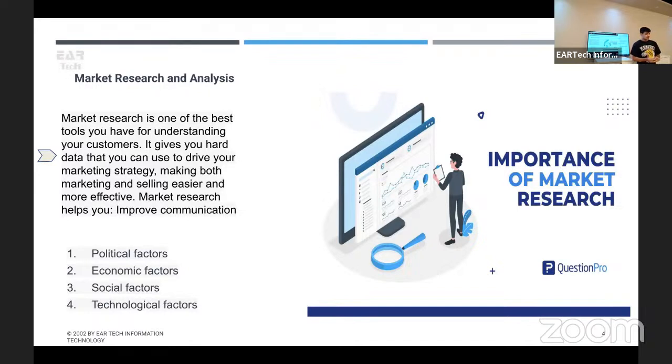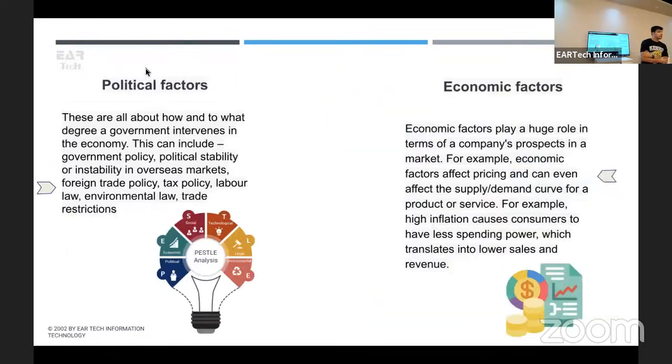So we're going to be talking about PEST: political, economic, social, and technological factors. That's the main things that you should know when you want to market a product or a service. So what is PEST? First is political factors. Political factors means knowing government policies, the political stability or instability of the country that you're trying to present your market in, overseas market, foreign trade policies, tax policies, labor law, environmental law, and trade restrictions. All of this is very important when you want to introduce your product or service into a market in a country.